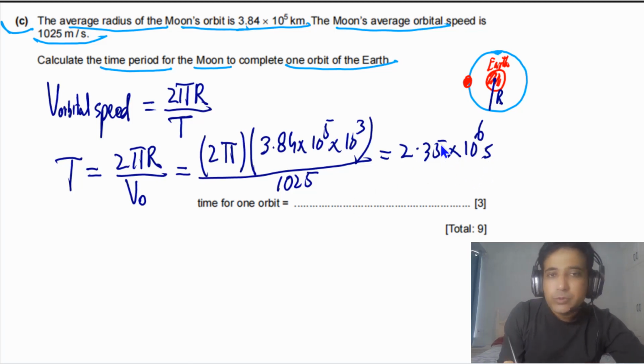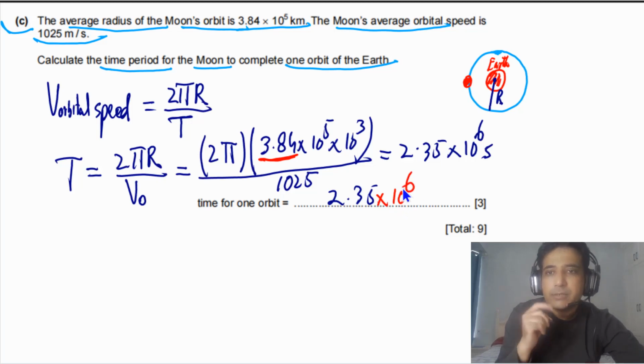So we can use our SI base unit. So the final answer is 2.35. This one has to be up to 3 SF because the least number of SF in the given data is 3 SF. So you have to use 3 SF. So this is 10 to 6. So this is how you can answer this question.